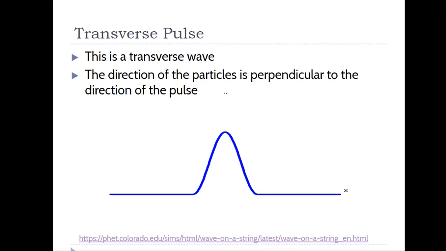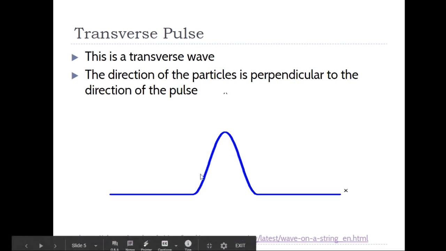And so the transverse pulse, this is an example of just a transverse wave. The direction of the particles, I already mentioned this before, is perpendicular to the direction of the pulse. So if, for example, this pulse was moving to the right over here, what's happening is these particles are moving upwards and then they're moving back down, but they're only staying in this one position right over here.